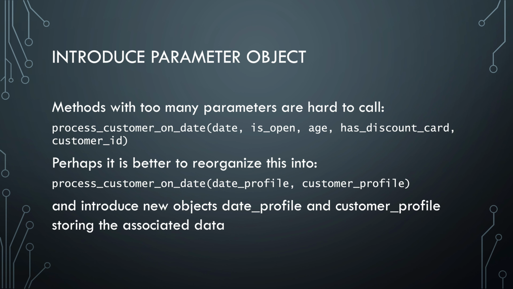If you have a process customer on date method with lots of parameters related to both dates and customers, you can reorganize it into date related parameters and customer related parameters, leading to two objects that store that data. This considerably simplifies the method header.